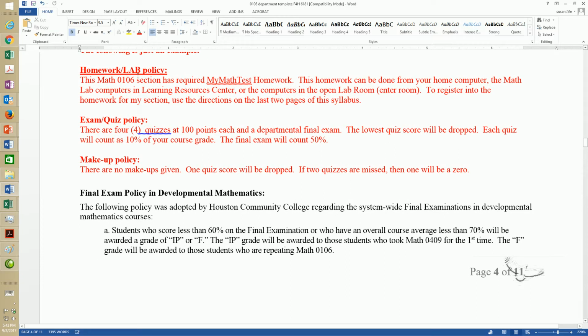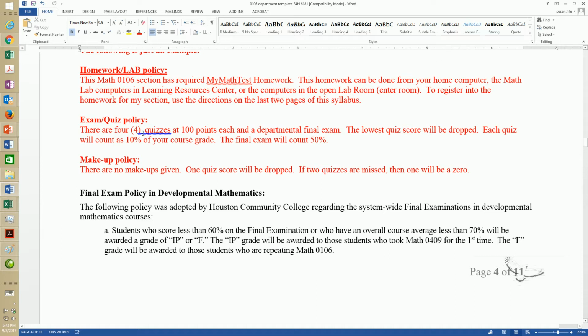On the homework policy, Math 106 has required My Math Test homework. The homework can be done from the home computer or the Math Lab computers in the open lab. Make sure you let your students know where those labs are or where you have computers on campus. And the directions for registration are given on the last 2 pages of the syllabus.